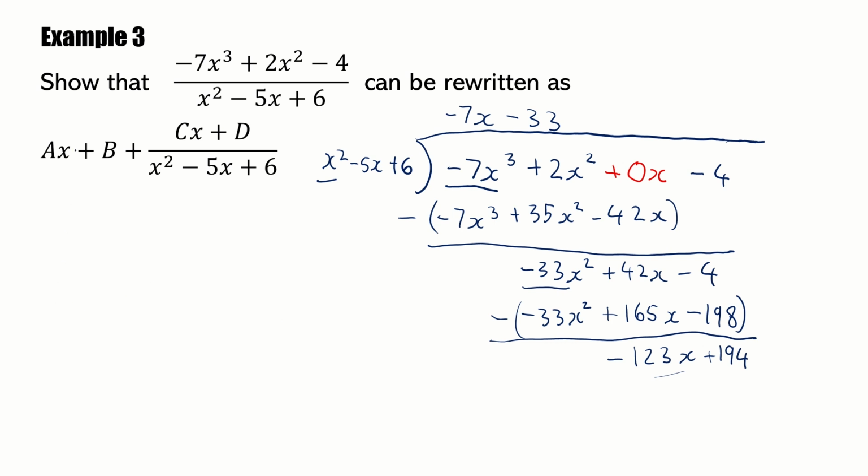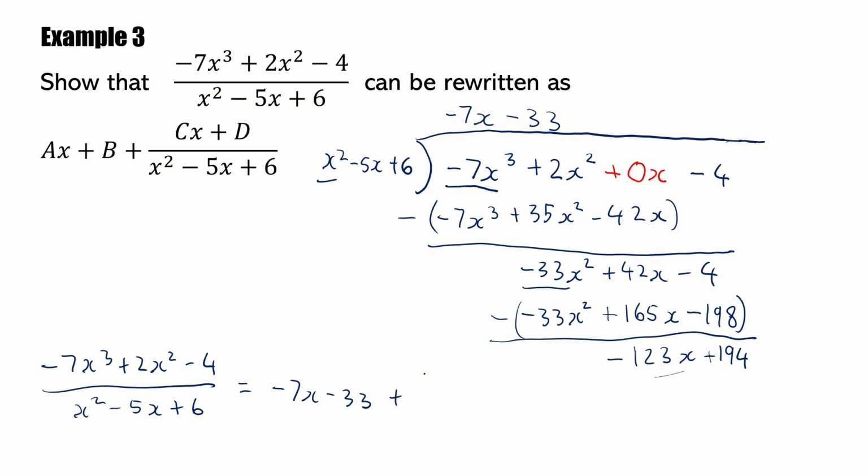And what that tells me is, therefore, our original algebra fraction, which was this, can therefore be rewritten as our quotient, which was minus 7x minus 33, plus our entire remainder, minus 123x plus 194, all divided by the original denominator that the original fraction had. There you go. So that's how we can use algebra division in a more complicated scenario as well.